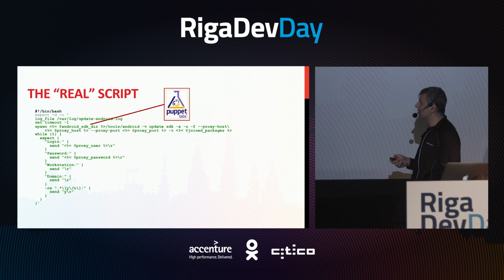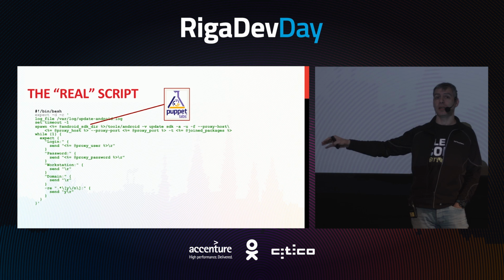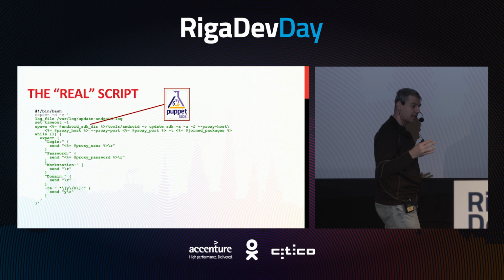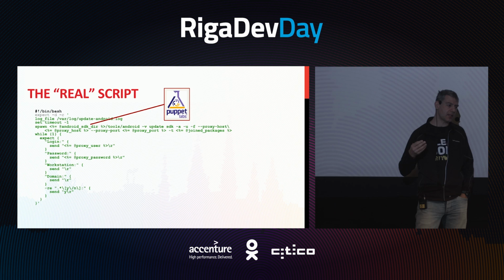Also, this has the advantage of not putting the user and the password directly into the script, but in Puppet. And in Puppet, you can encrypt it in an asymmetric way so that only people who are allowed to do that can read it. So it's a way to protect your data so that not everyone can have a look at that.